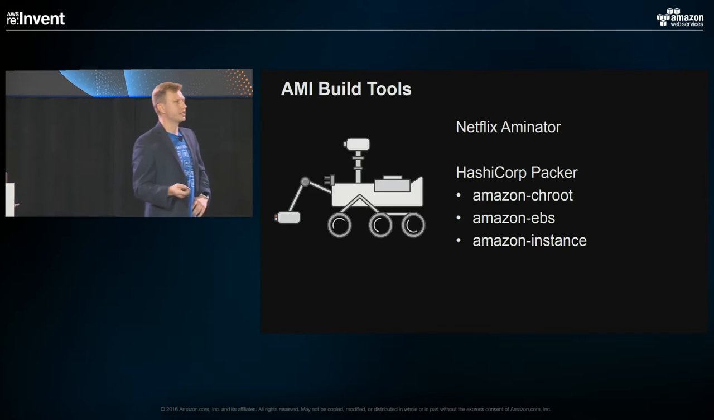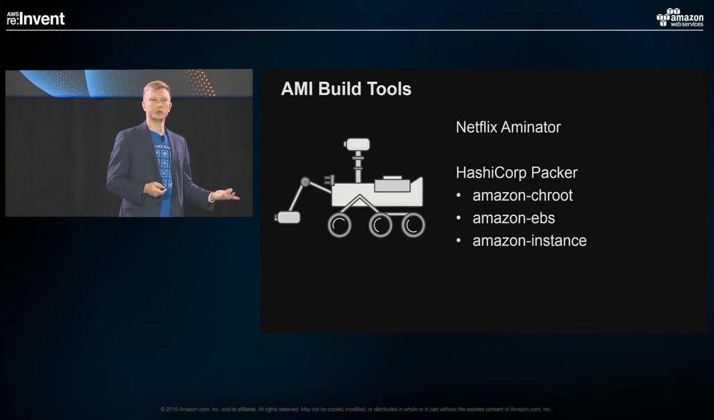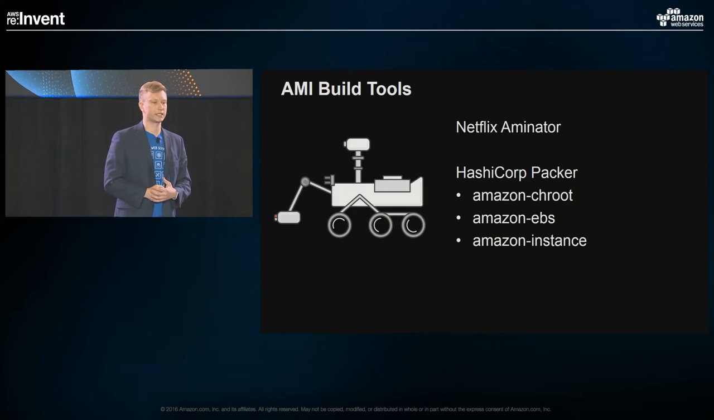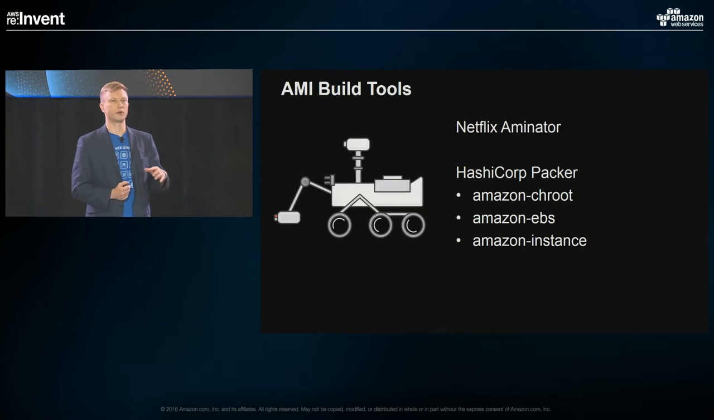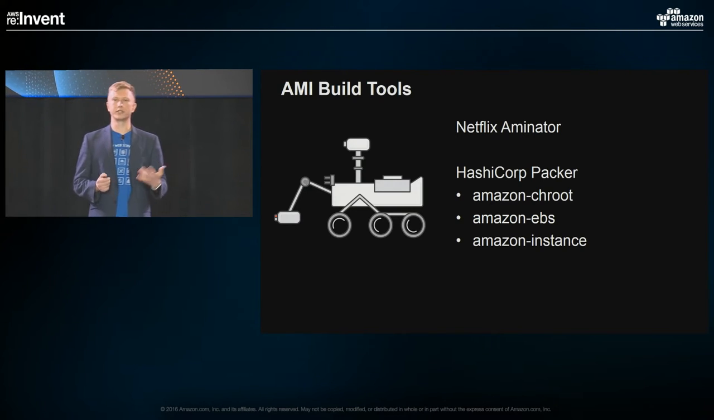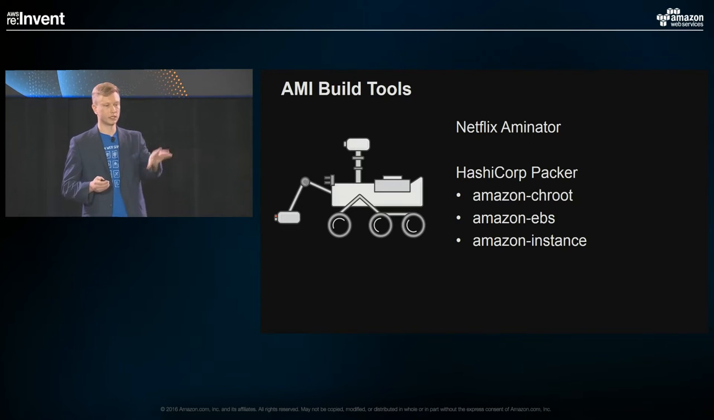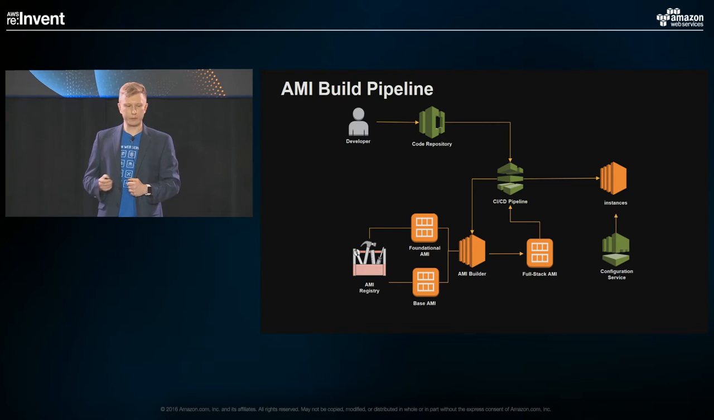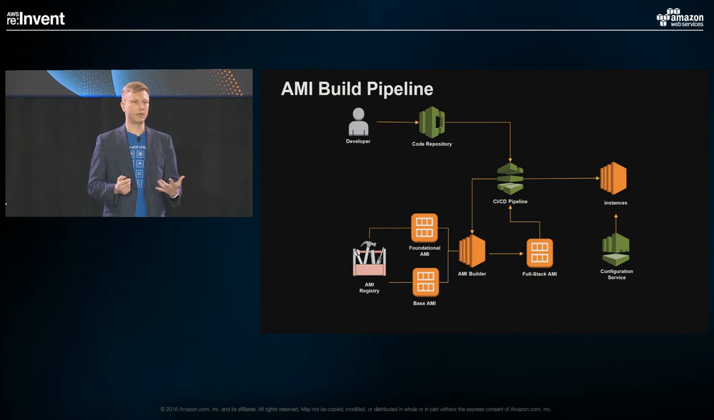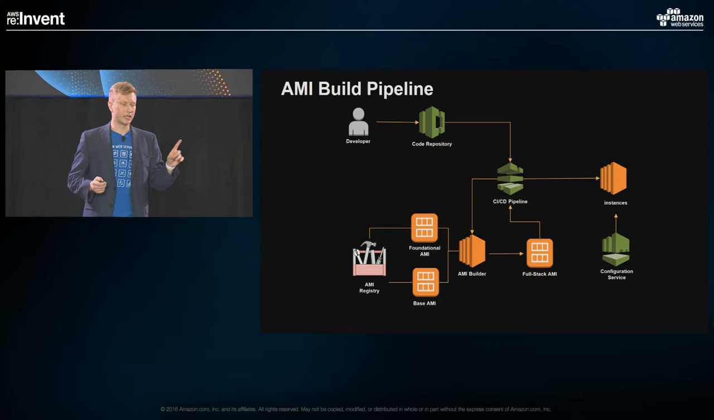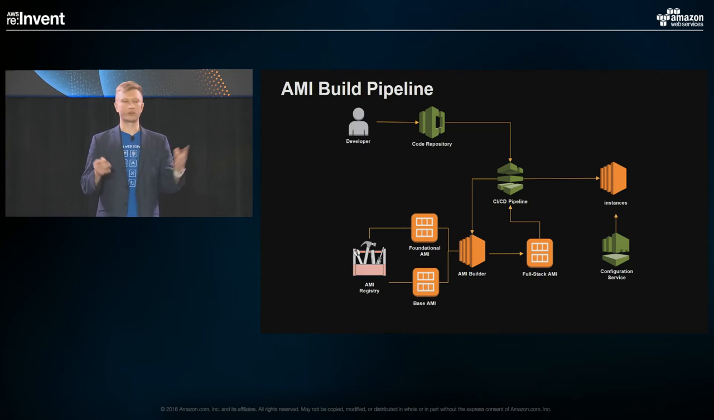Since we're talking about AMIs, you can do it by hand, but probably you don't want to do it at scale. There are tools out there that can help you with that, such as Netflix Aminator, and there is a whole bakery associated with it, as well as HashiCorp Packer, which provides multiple baking algorithms for AMIs. There's actually another one that covers creation of EBS volumes, but that is a little bit out of scope. And if we talk about our AMI build pipeline, this picture looks rather generic, but it's actually very important. First of all, we see that developers interact with the system through the code repository, and everything is abstracted by our CI/CD pipeline.